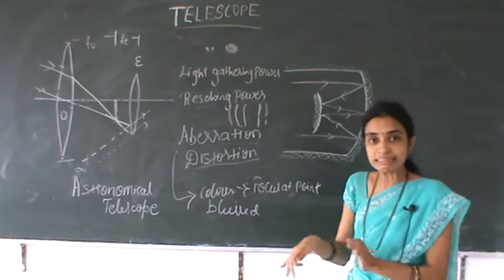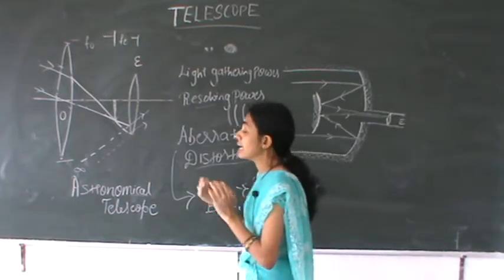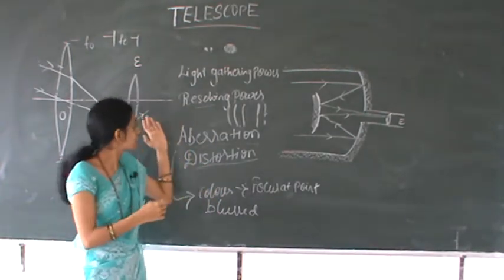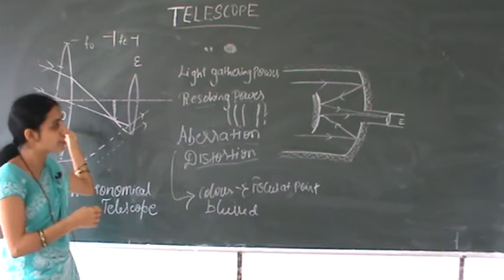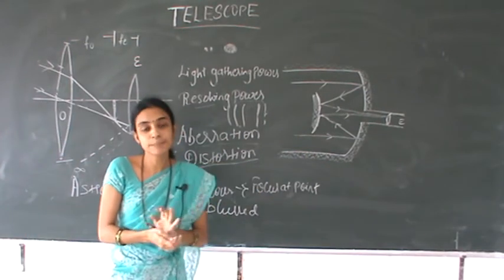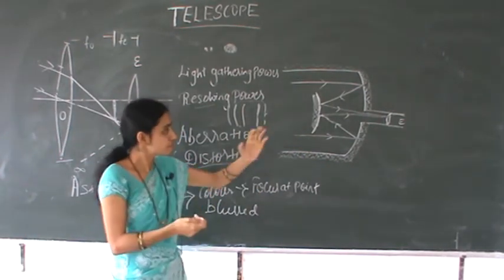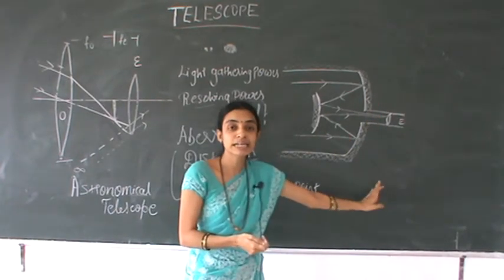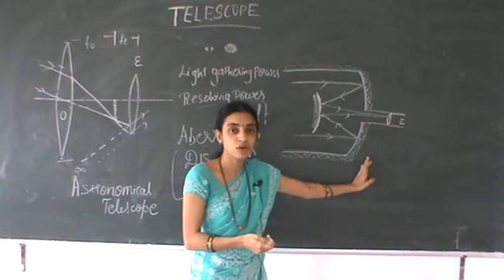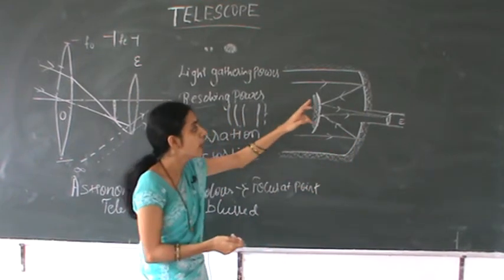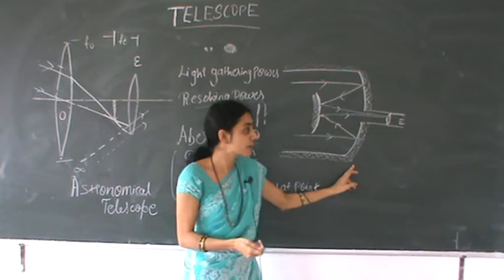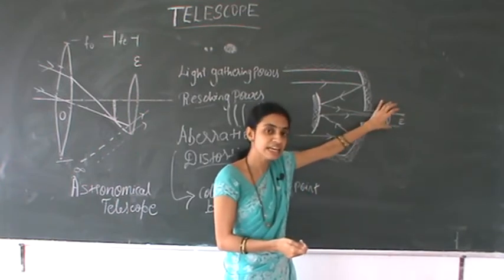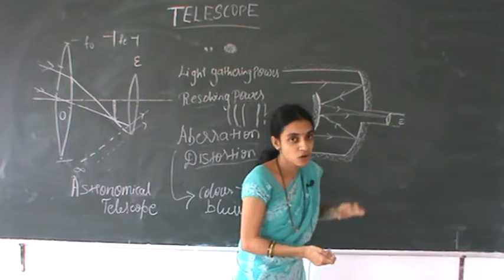So in modern days, they have replaced the refracting instrument: instead of a lens they have shifted to a mirror. Here our objective is replaced by a primary concave mirror, and there is an eyepiece through which we can see the distant objects.